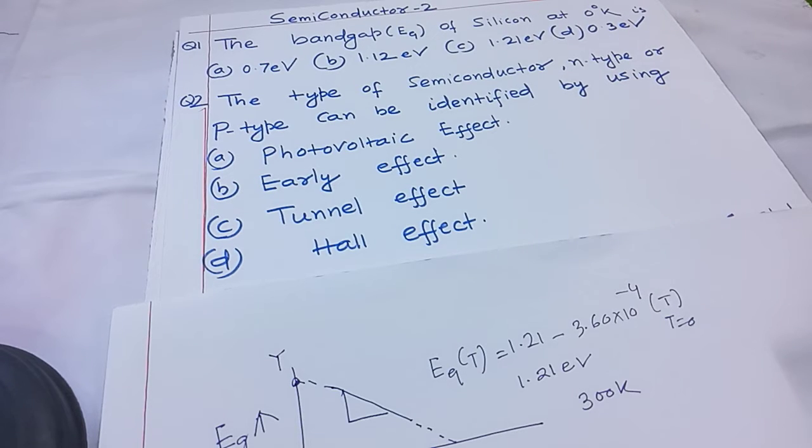Tunnel effect, as you know, is not a classical phenomenon. Quantum mechanically, a particle can pass through a barrier even if it has energy less than the potential barrier. So it is called tunnel effect. This also cannot detect whether a semiconductor is N type or P type.